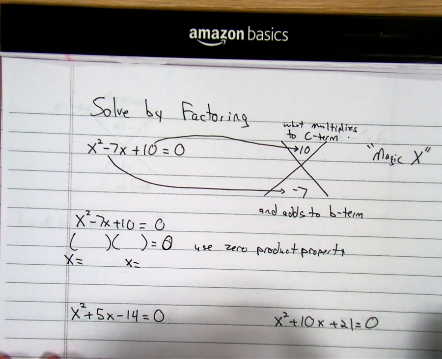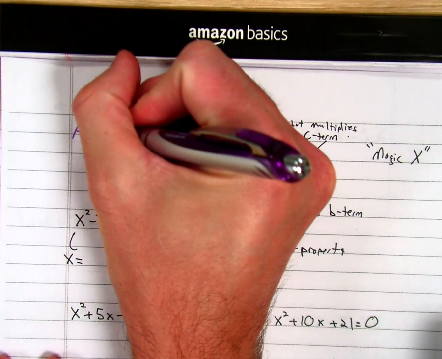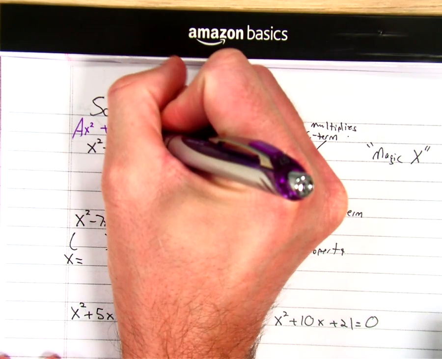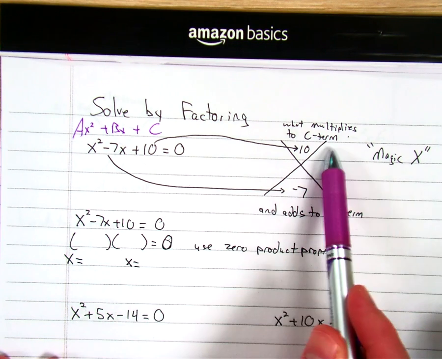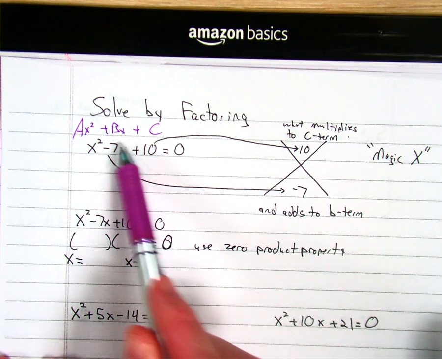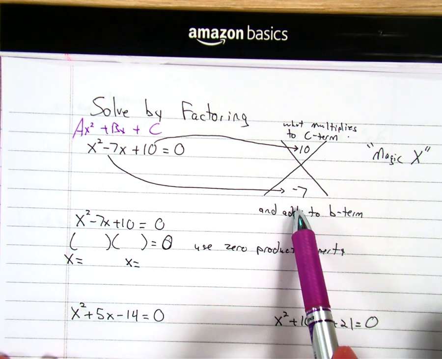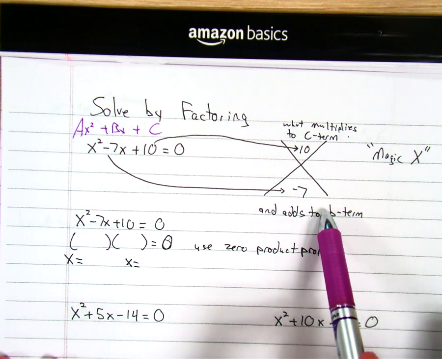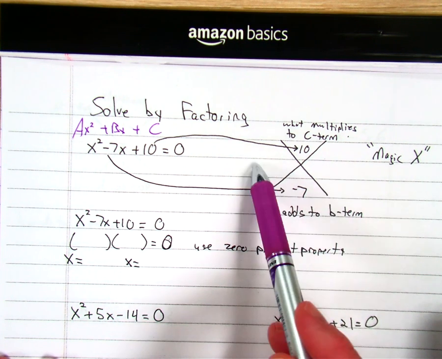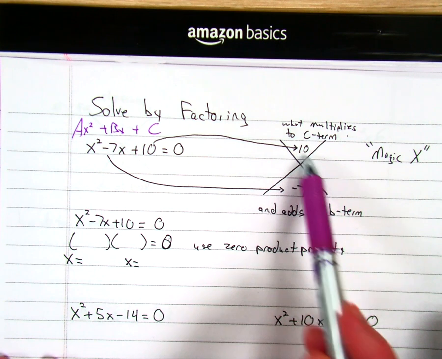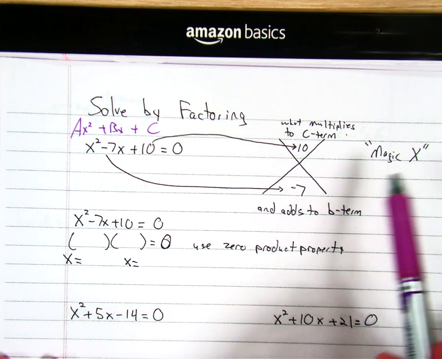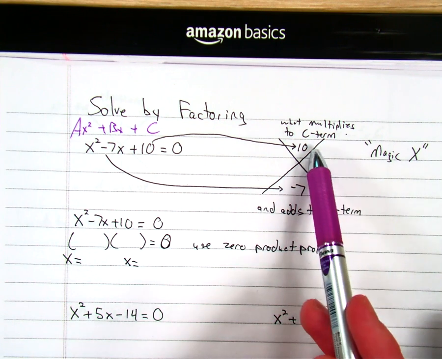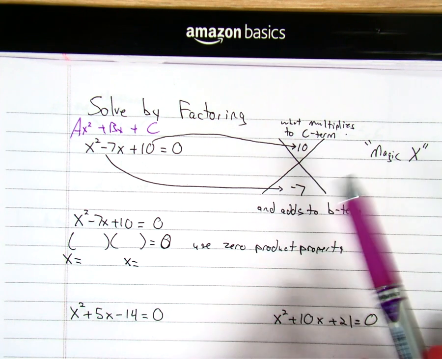Alright, so if we have our ax squared plus bx plus c, we're going to move that c term to the top of our Magic X and the b term to the bottom. What we're looking for is two numbers that multiply to the c term and add to the b term. Okay, so can you think of two numbers that multiply to 10 and add to negative 7?